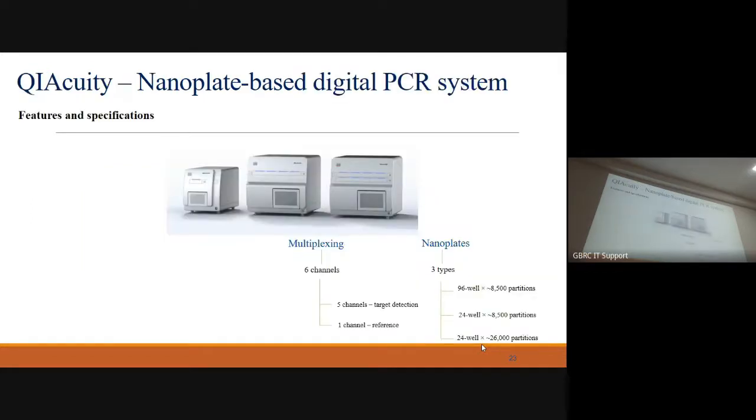As I told, we have a multiplexing module here. In total it is a 6 channel: you can do 5 channel, 5 target detection, and 1 channel is the reference. So why are they giving the reference channel? Using this reference channel, you can see what your valid partition is.